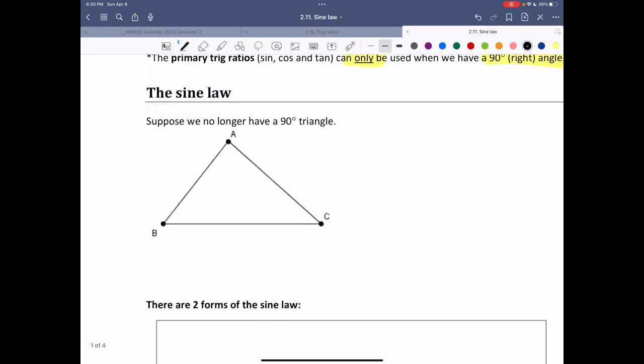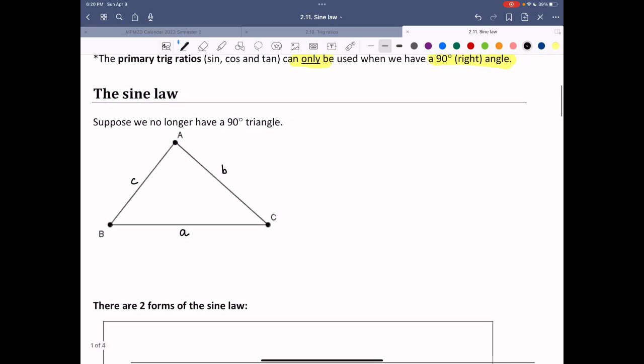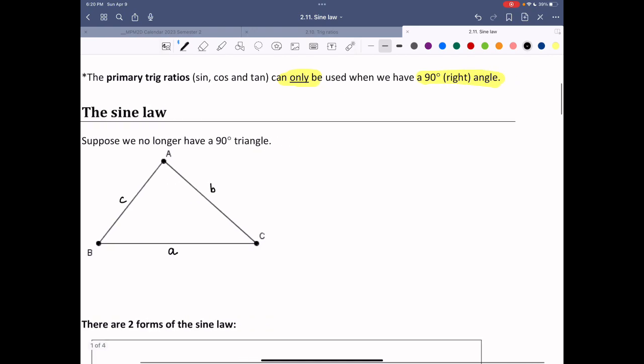Let's first of all label this triangle. So we have a side length of little a over here, side length little b, and side length little c over there. And the sine law basically says this. We have two versions of it. We'll start off with angle A. So angle A is always attached to sine, so it would be sine of A divided by a equals sine of B divided by b. And there is a proof to all this, but for now, just write this down.